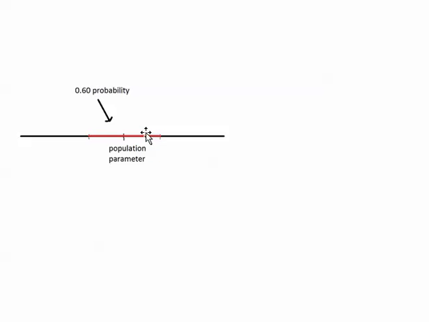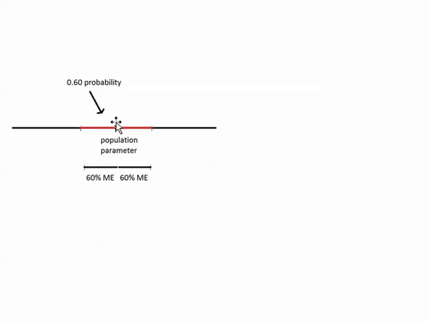If it's true that there's a 0.60 probability that our sample statistic will fall in this red area, then the distance from the population parameter to each of these two boundaries would be called the 60% margin of error. The distance from the population parameter to the lower boundary and the distance from the population parameter to the upper boundary would both be called the 60% margin of error. So this is the 60% margin of error, and this is also the 60% margin of error, and these two are the same distance.